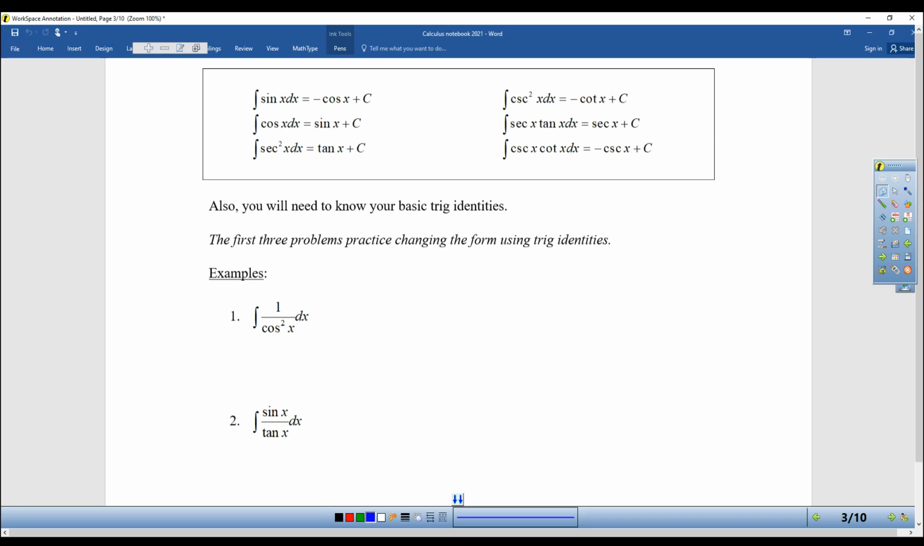Okay, so in addition to having to know all your trig derivatives, you're also going to have to know your basic trig identities. These first 3 problems, practice changing the form using trig identities. There's no quotient rule or product rule in integration, so you're going to have to change this. Fortunately, cosine on the bottom is a secant on the top. And then hopefully you recognize secant squared. If you're using this chart, you can just see that it's tangent. But for me, I have it memorized that the derivative of tangent is secant squared. So I recognize that one.